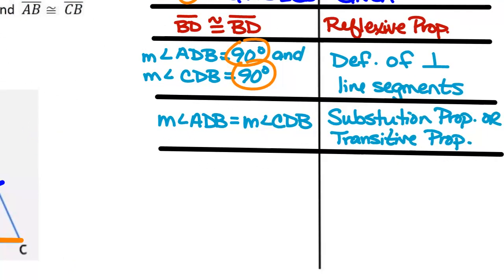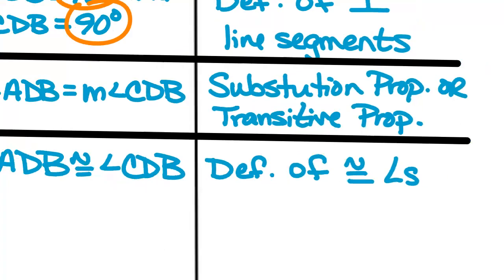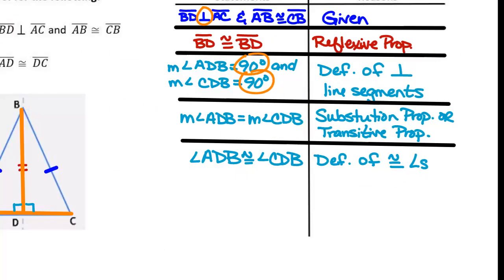If the measurements of those angles are equal, then what else do we know about them? What has to be true about those two angles if they have the same measurement? They are congruent. Angle ADB is congruent to angle CDB using the definition of congruent angles. That's a whole lot of words to say that my two angles are congruent to each other. Not just that they're congruent to each other, they are 90 degrees, right?